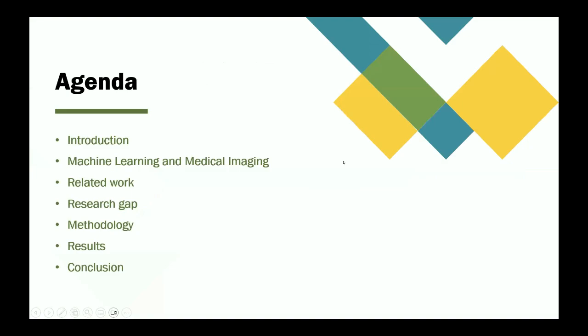Here on our agenda, we have the introduction. We're going to talk about some of the research done on using machine learning and medical image processing, and which of the machine learning models or techniques have been used during this paper. And then we'll go to the related work and research gap and how our methodology has been able to overcome the research gap that exists in using machine learning to detect osteoporosis. And then we'll discuss the results and conclusion.